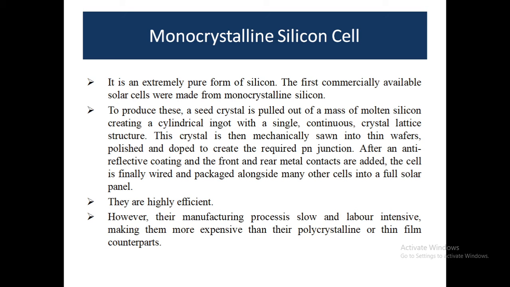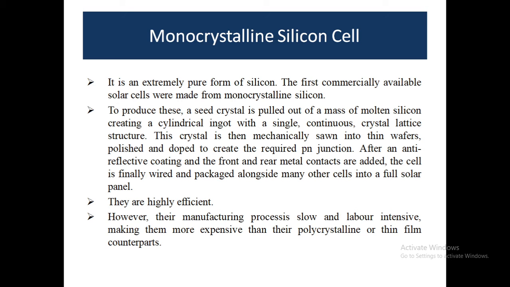A seed crystal is pulled out of a mass of molten silicon, creating a cylindrical ingot with a single continuous crystal lattice structure. This crystal is then mechanically sawn into thin wafers, polished and doped to create the required p-n junction. After the anti-reflective coating and the front and rear metal contacts are added, the cell is finally wired and packed alongside many other cells to make a full solar array.